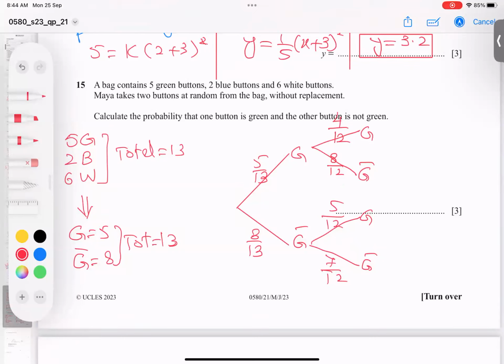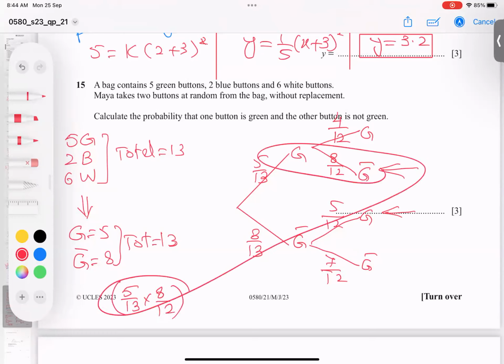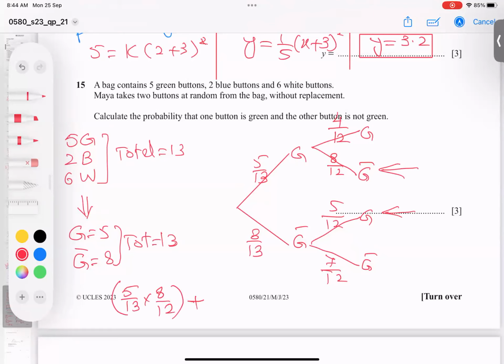Anyway, he said 1 green button and 1 other one. So green and green is not acceptable. Green and not green, and not green and green. So these 2 branches we're looking for. And how to answer: 5 out of 12 times 8 out of 12. This I got from this branch. And plus, let's talk about this branch. We always put a plus this way.